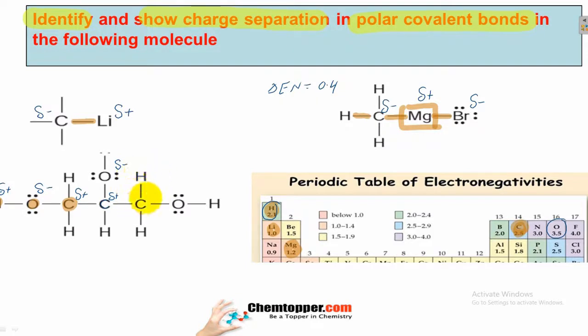No polarity of carbon-hydrogen bond because the difference in electronegativity is very less. It is a non-polar covalent bond. Then again carbon-oxygen, where carbon is less electronegative than oxygen. Then oxygen-hydrogen bond, where hydrogen is less electronegative than oxygen.